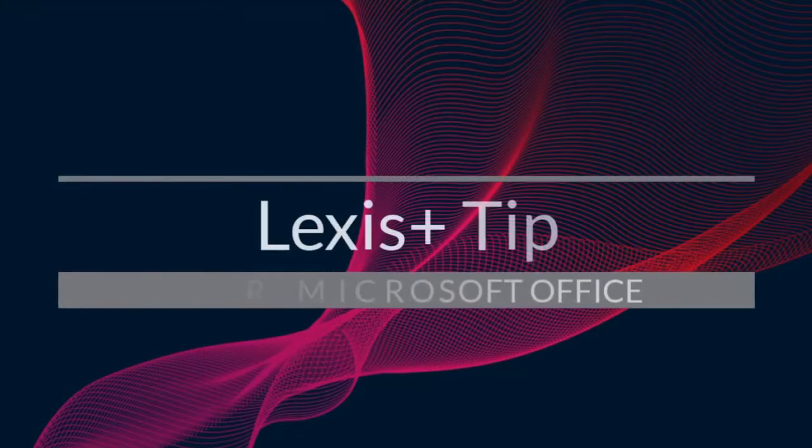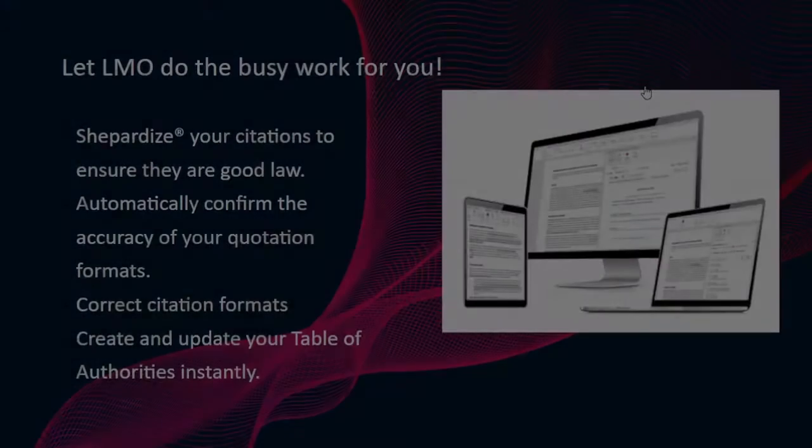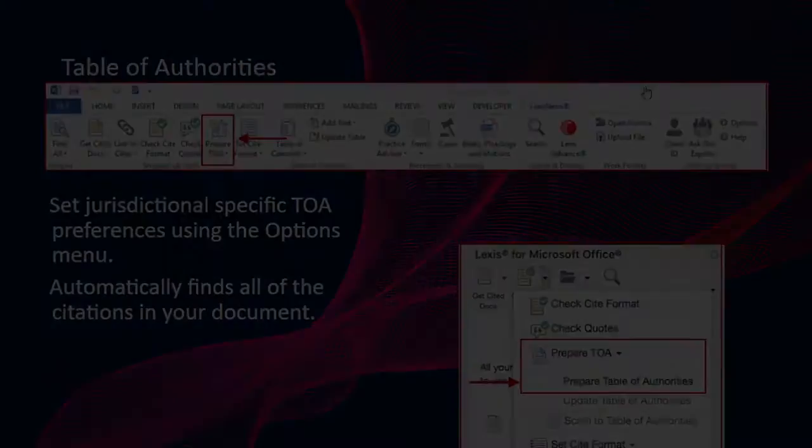In these videos, I'm going to be recapping our Lexis features of the week. This week's Lexis tip is Lexis for Microsoft Office, or LMO for short. LMO is a tool that will help you with citations and table of authorities. LMO saves you time by completing the most difficult part of any legal writing assignment: shepherdizing, quote checking, correcting citation formats, and building a table of authorities.